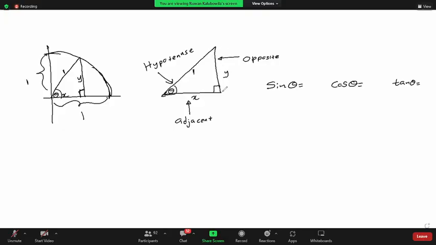Sine theta, how do we remember it? Sine theta means opposite over hypotenuse. Cos theta is adjacent over hypotenuse. Right. Tan theta.